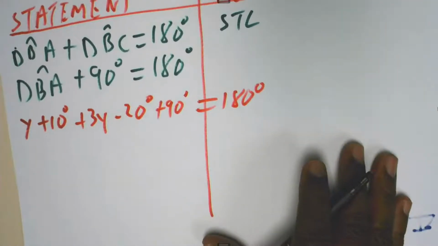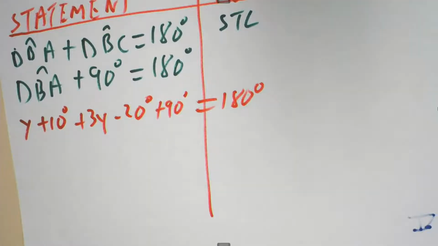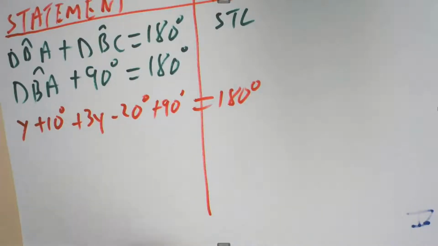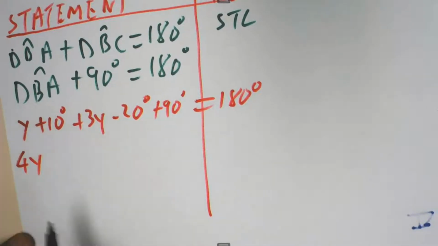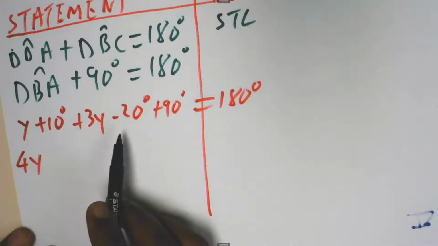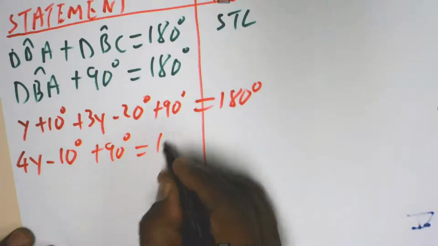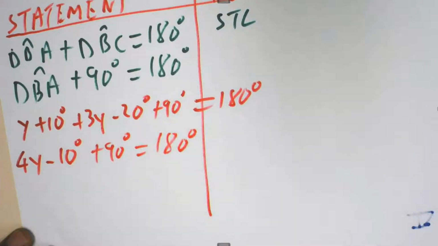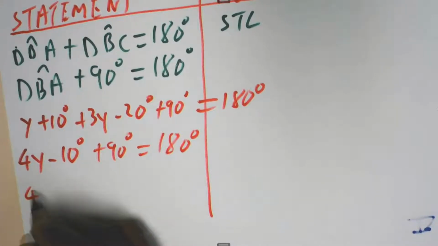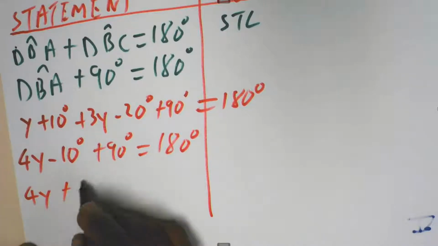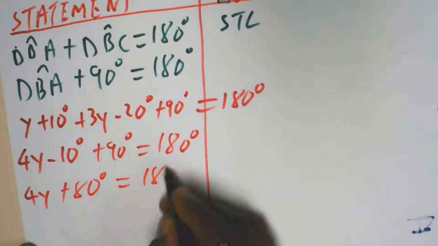Now we rope in our mathematical skills. Y and 3y, all of them is 4y. 10 degrees minus 20 degrees is minus 10 degrees, plus your 90 degrees, which equals 80. Right, remember we are solving for y now. In other words, we are roping in the skills of solving equations. Right, 4y minus 10 plus 90 degrees is 4y plus 80 degrees, which equals 180 degrees.